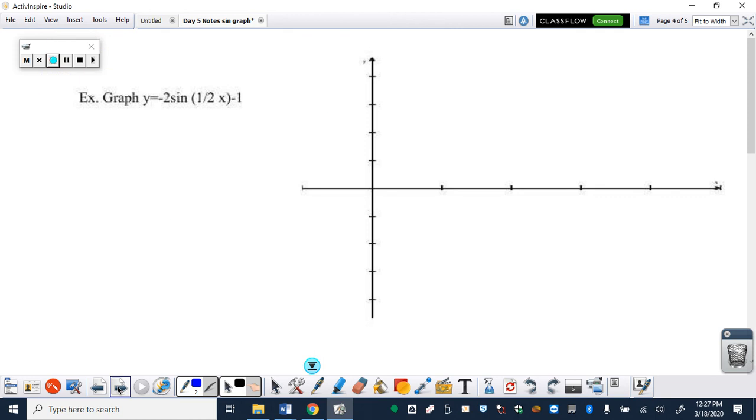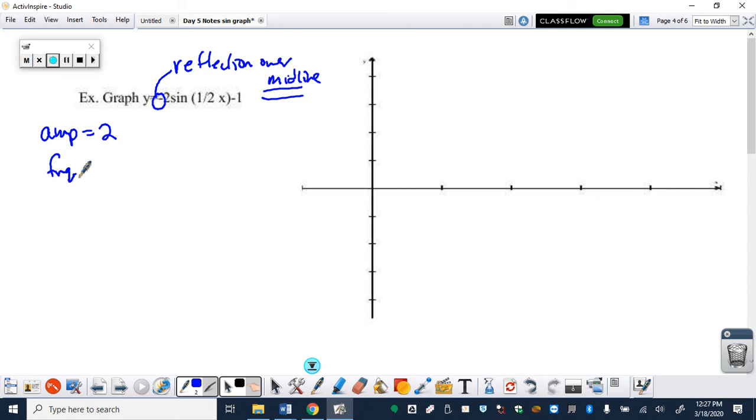On the next page, we have a frequency of 1/2, and we have a negative out in front. So let's see what happens with our graph here. The amplitude is now 2. That negative is a reflection over the midline. And the midline is y equals -1. We'll get to that in a minute.